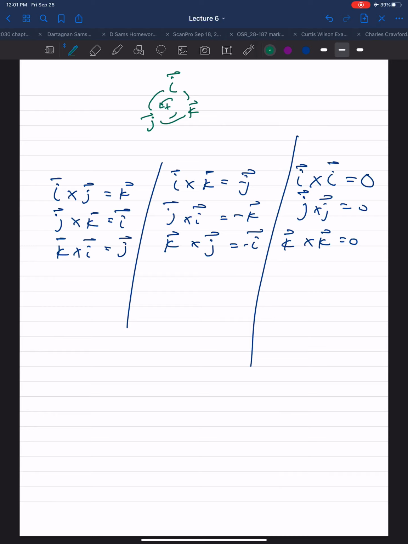Counterclockwise being positive, clockwise being negative. So if you go this way, I cross J gives you K, J cross K gives you I, K cross I gives you J. But if you're going this way, J cross I gives you negative K, I cross K gives you negative J, K cross J gives you negative I. So why do we care, right? Well, let's take a look.